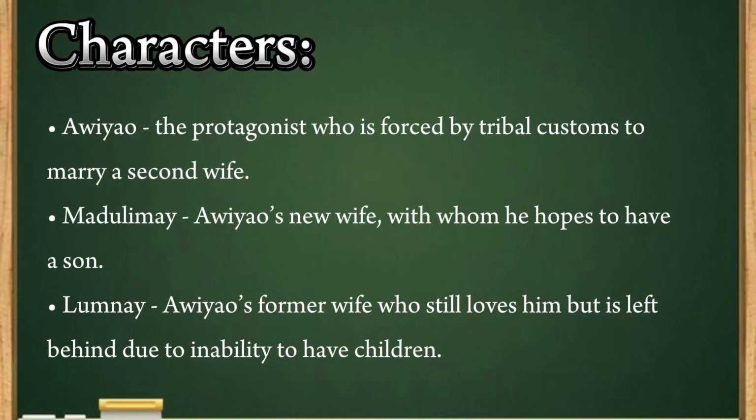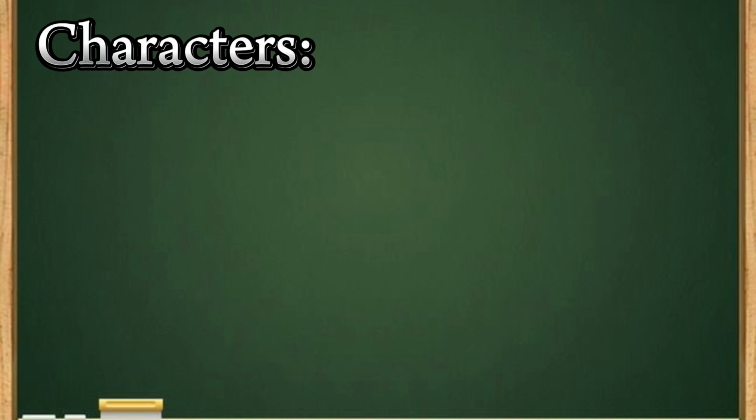So here are the characters. First, Awiyaw is the protagonist who is forced by tribal customs to marry a second wife. Next, Madulimay is Awiyaw's new wife with whom he hopes to have a son. Next, Lumnay is Awiyaw's former wife who still loves him but is left behind due to her inability to have children.